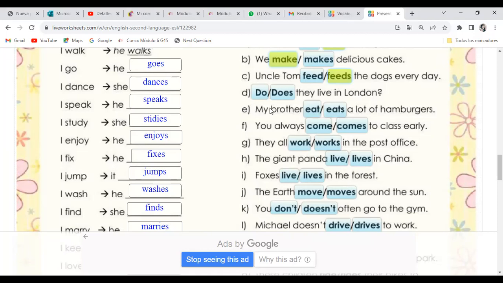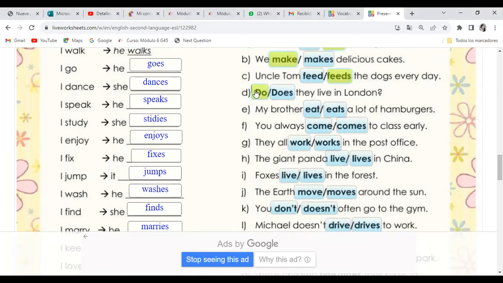What is the auxiliary that you use in this question? Do they live in London or does they live in London? Any other volunteer? Do, Christian? Yes, very good, Christian. Do they live in London?